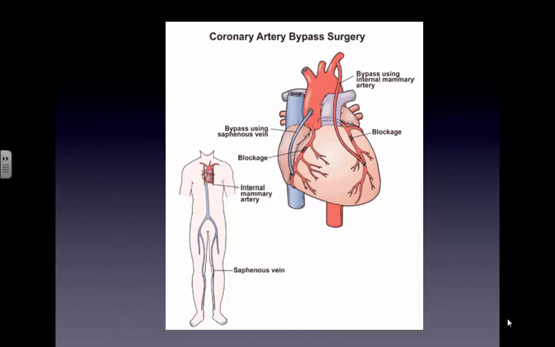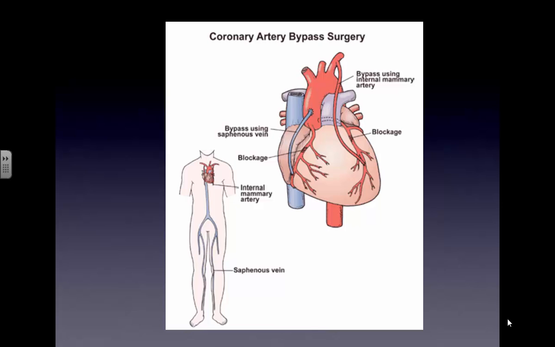So now when blood flows through the aorta, some of it goes down this new vein, and it can get to these parts of the heart. It sort of went around this blockage. That's why it's a bypass. It bypasses the blockage so that blood can get to the heart.